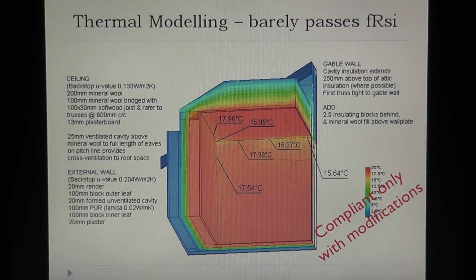And in this case, when we run the calculation, we just barely pass the FRSI with all those thermalite blocks and with the insulation above the wall plate. So I've detailed all the compliance criteria here, so if anybody wants to check my modelling and produce the same result, they can do so. All of the resistances and the various cavity sizes and blockwork sizes are all listed in the specification here.